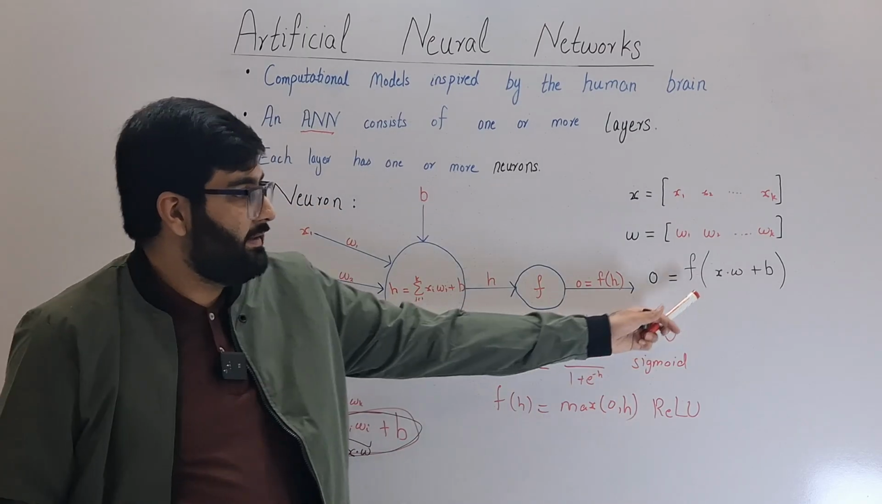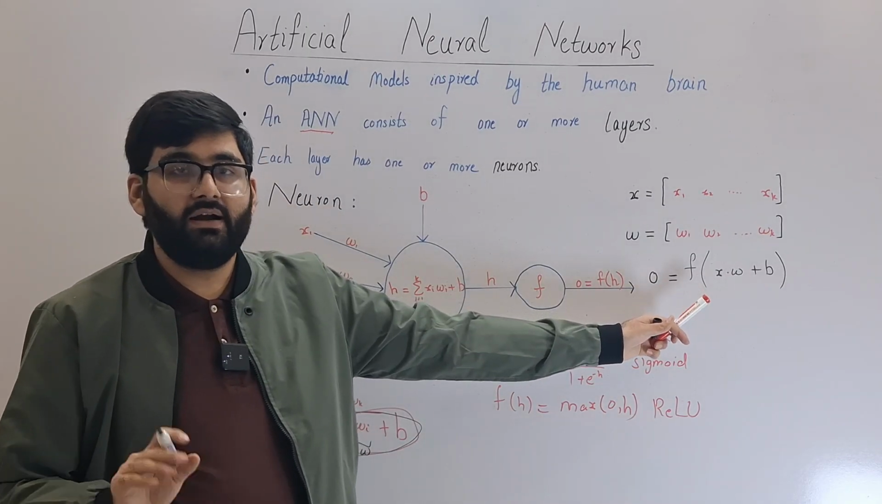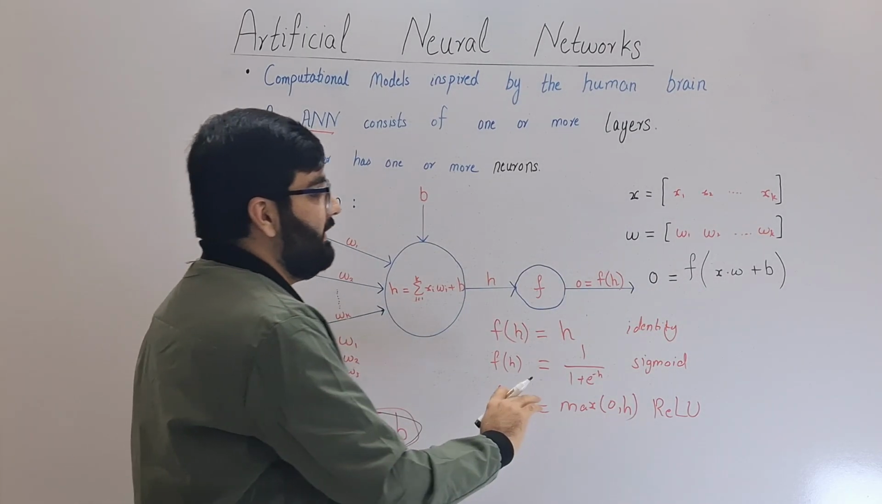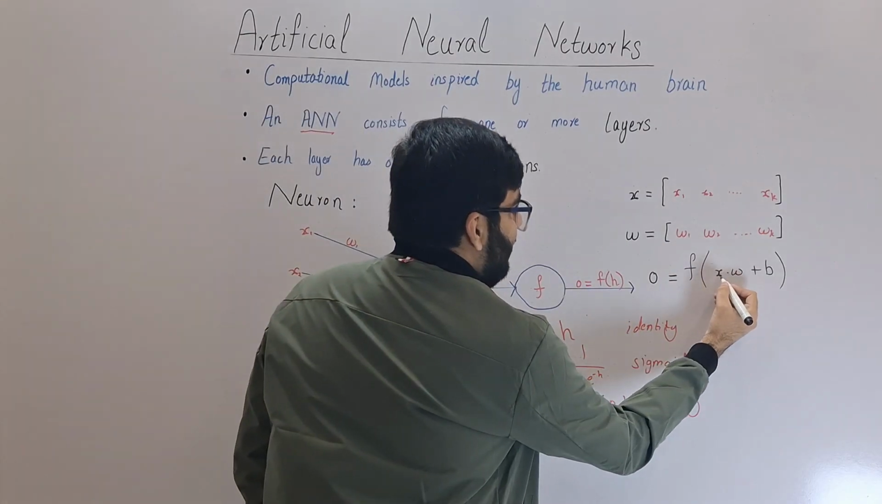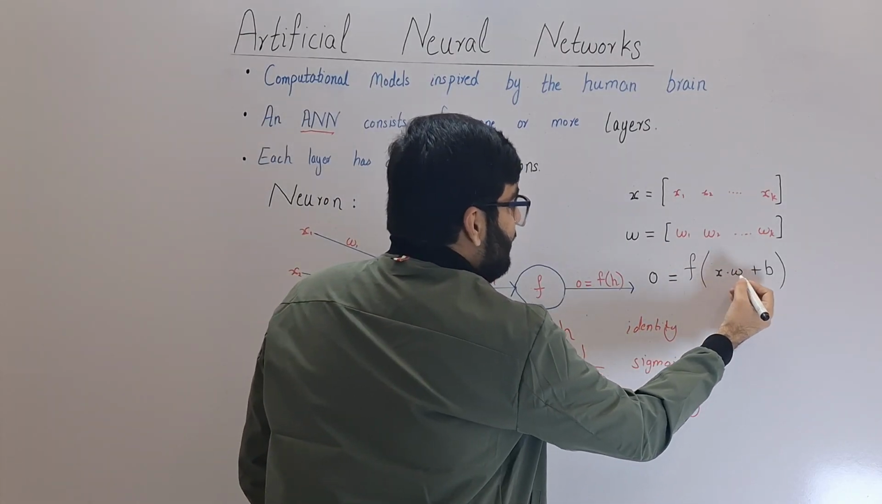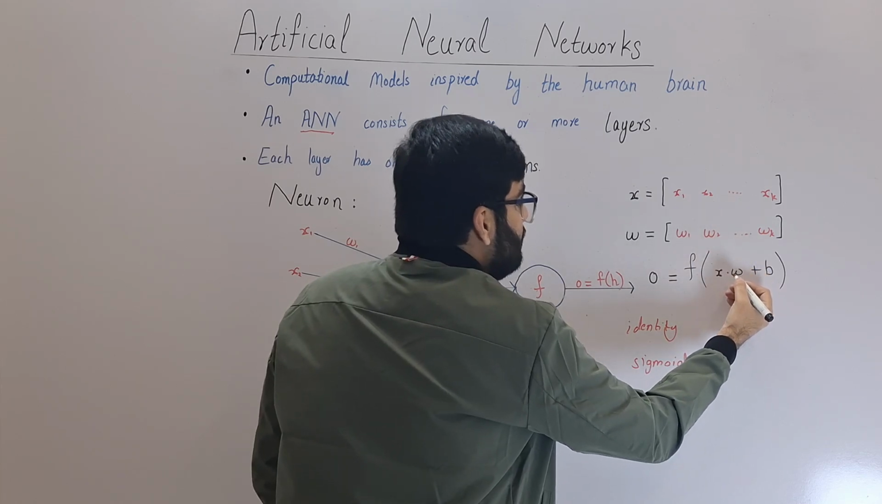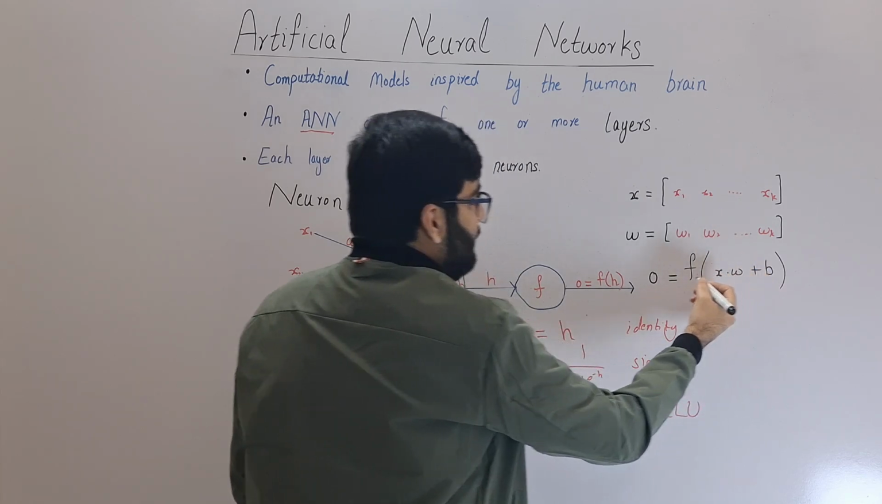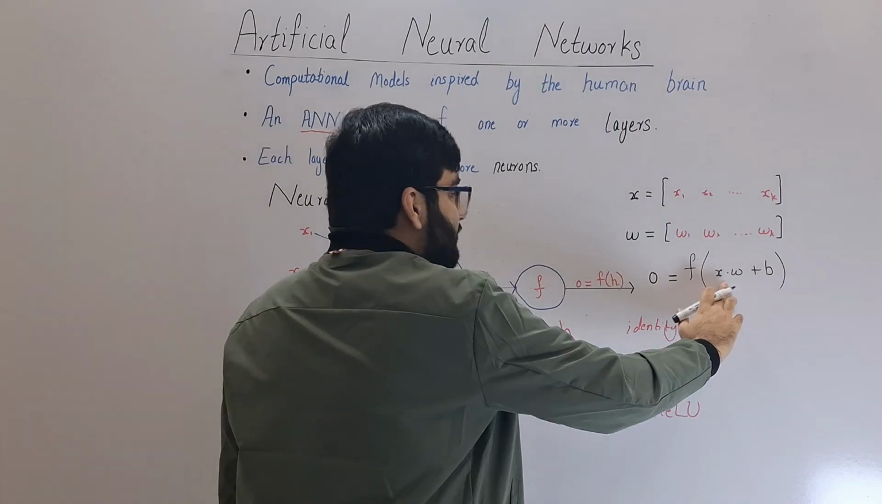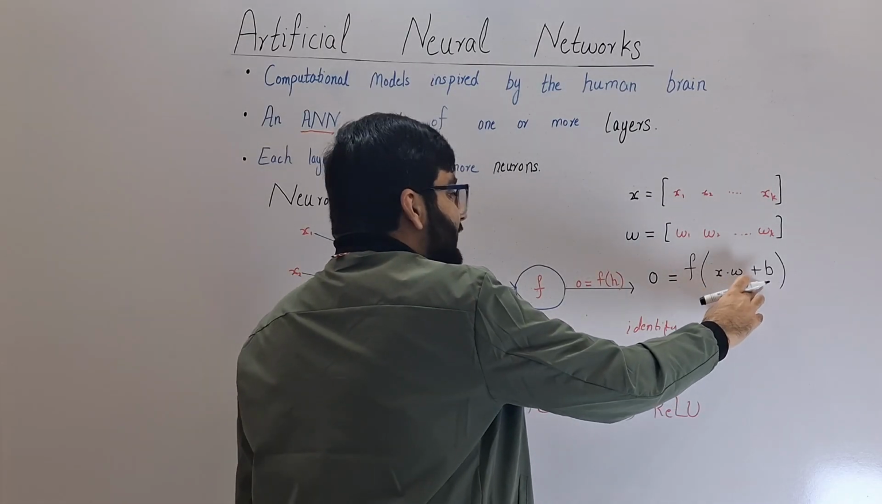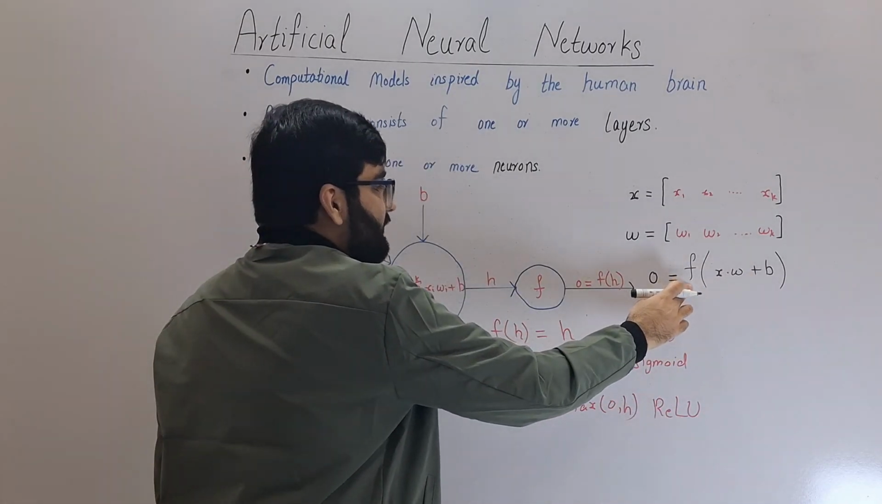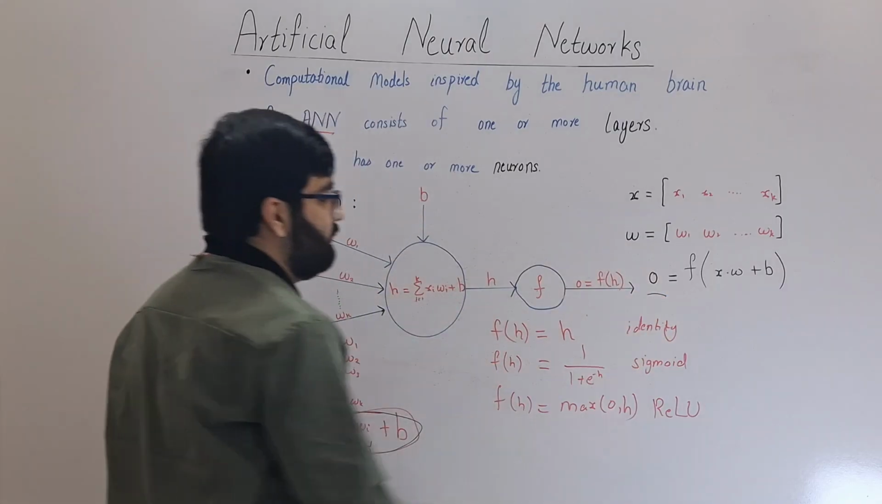So this is the mathematical equation of the artificial neuron that takes as input the x vector, the input vector, and has a vector of weights w for each of the inputs, and after calculation of the dot product adds the bias value, applies the activation function, and gives the O as the output.